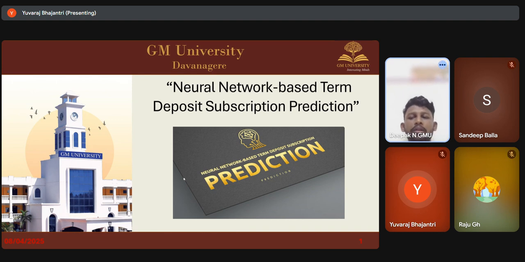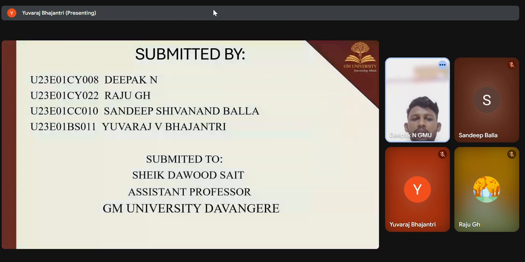Good morning, everyone. Our topic name is Neural Network Based Term Deposit Subscription Prediction. Submitted by myself, Deepakyan, Raju GH, Sandeep Shivanand Balla, Yuvraj V. Bajantri. This project is submitted to Sheikh Dawood Said Sir, Assistant Professor of GM University, Davangere.